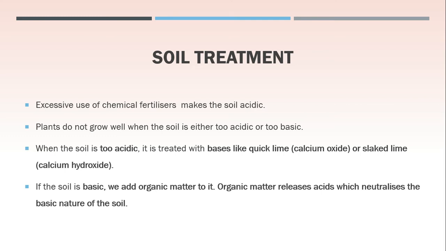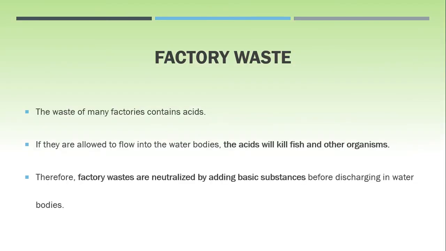Understood? I hope you have understood that if the soil is basic, we don't directly add acid to it. We actually do it indirectly. How? We just add organic matter. This organic matter, with the help of microorganisms, will decompose, and upon decomposition it will release acid, and this acid will neutralize the effect of base in the soil. So now move on to the next, that is factory waste.